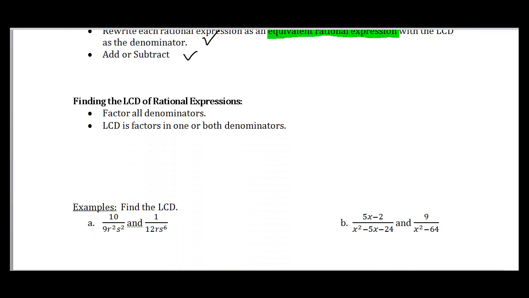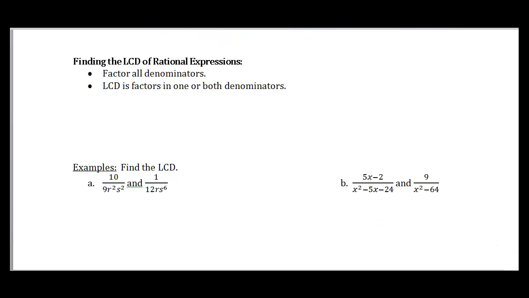Before we actually get to an example, we need to figure out how we can find the LCD. All right. This is what we're going to do when we're finding the LCD of rational expressions. First of all, if I'm talking about multiples, I'm talking about things that multiply, right? So I'm going to have to factor so I can get my denominator in multiplied form, factored form. So that's the first thing. My LCD is the factors that are in one or both of the denominators, or all 3 of the denominators if I have 3 denominators. All right, let's look at how we can find our LCD.